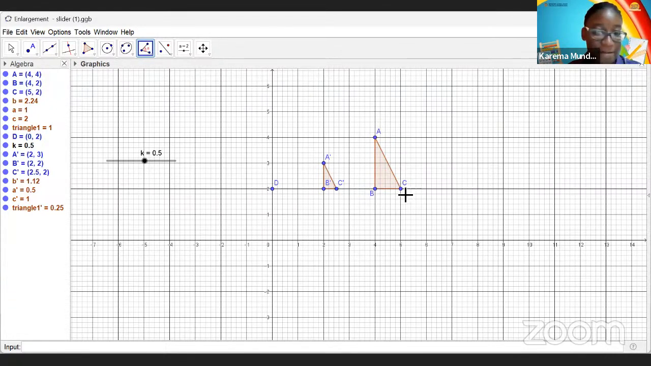0.5. The object, 1 centimeter. BC, awesome. So BC is 1 centimeter. Lerona, we're just looking at some lengths. All right, so I've changed the scale factor to 0.5, which is the same as a half. And I'm now looking at the lengths on the object and the lengths on the image and seeing how they compare.